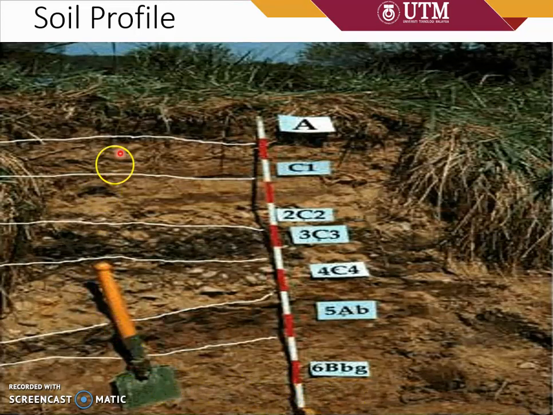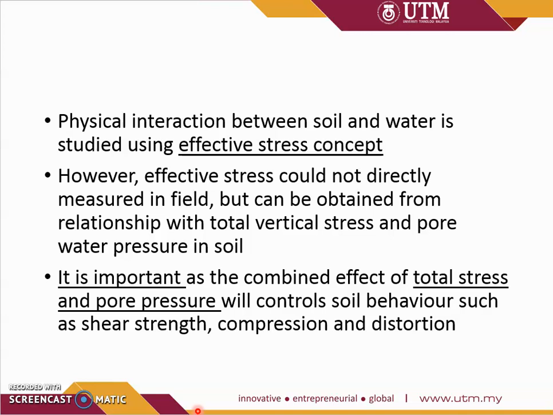So these differences of the soil layers represent different types of soil. It might be sand, it might be clay, silty sand, silty clay, and so on. I believe we already learned all these types of soil layers and their characteristics in the soil classification chapter. Okay, what I want to address in this topic is that every physical interaction between the soil and water is studied using the effective stress concept. So what actually is effective stress?